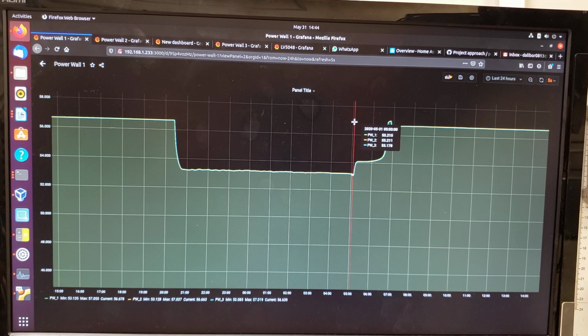Within, I don't know, 15 minutes, the power walls go from 53.2 volts up to 54.1 volts, and they stay like that for about a good hour. Now my charging profile is 120 amps, constant current, constant voltage. That means about 6 kilowatts of power being charged into the battery pack.